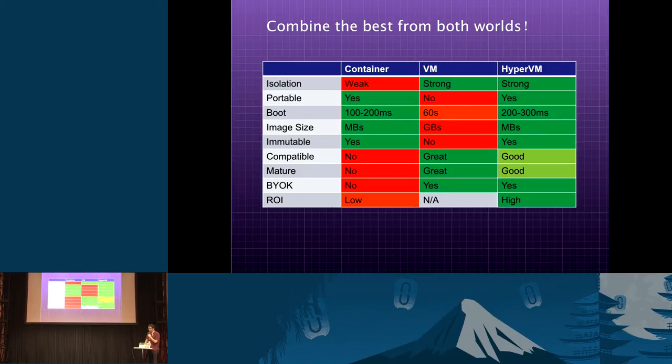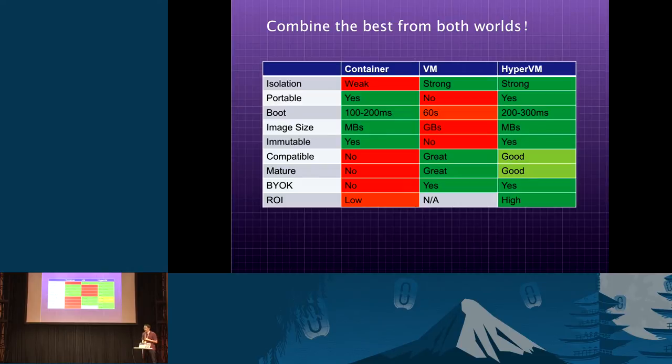Bring your own kernel means that in a public multi-tenant environment, you have to allow different tenants to pick their own kernel version and kernel modules. With Linux containers, you cannot allow that, because all the containers from different tenants share the same kernel version and kernel modules. But Hyper allows different tenants to run their different kernel modules and different kernel versions. That's a major requirement for a public environment.